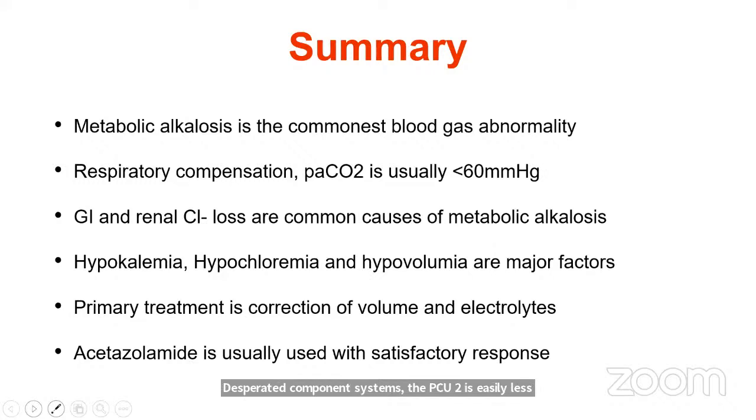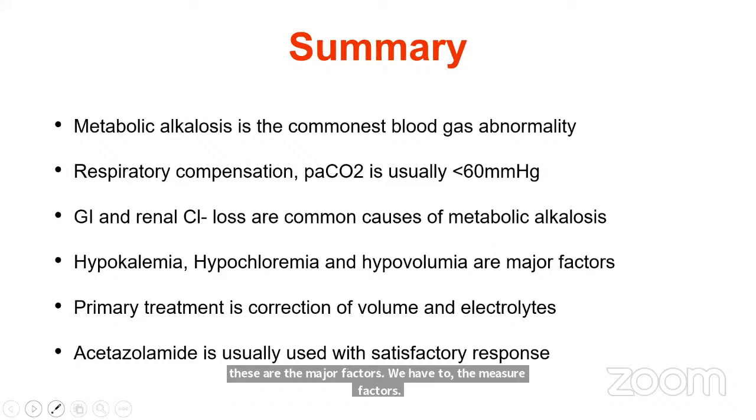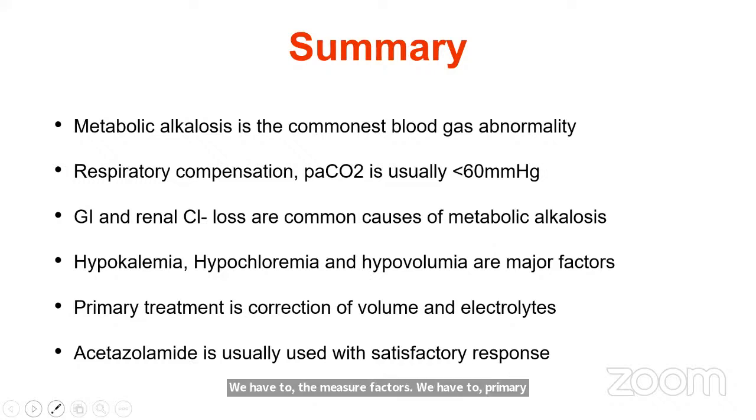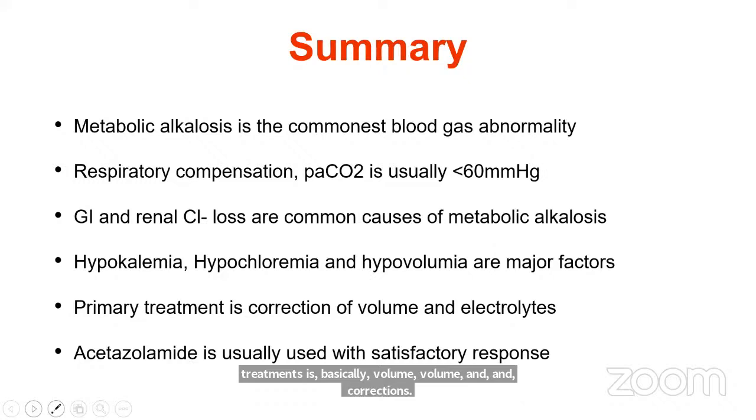To summarize, in metabolic alkalosis, the commonest blood gas abnormality with respiratory compensation is that the PCO2 is usually less than 60. GI and renal loss is the commonest cause of metabolic alkalosis. We have to treat and find out the hypokalemia, hypochloremia, and hypovolemia because these are the major factors. The primary treatments are volume replacement and electrolyte correction, and acetazolamide is sometimes used with a satisfactory response. Thank you all.